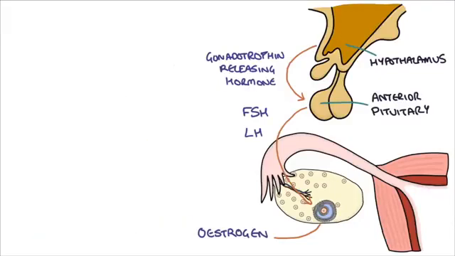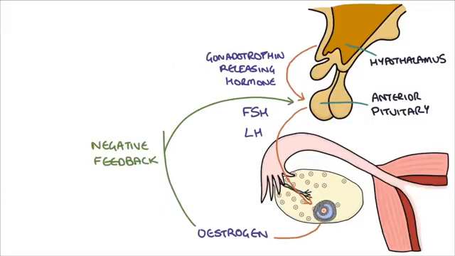The estrogen also causes a negative feedback on the anterior pituitary and hypothalamus. So as the level of estrogen rises, it suppresses the release of LH and FSH.